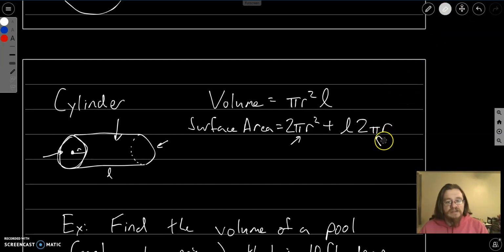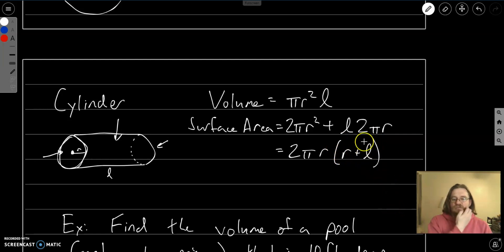You may see this surface area given in a slightly different formula as well. Both of these are exactly the same. It's just written in a slightly different way. It's 2 pi r times r plus L. Both of these mean the same thing. You can just use whichever one makes sense to you or whichever one is easier for you.